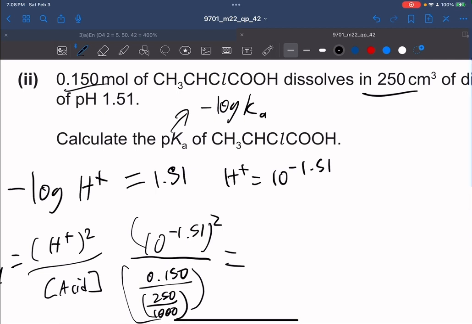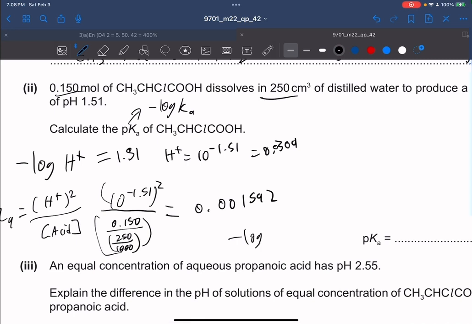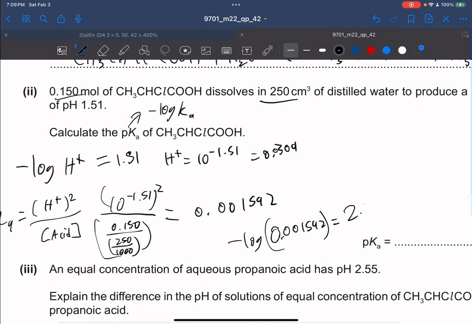Yeah, so log H plus is going to be 10 power negative 1.51. So that's going to be a very small value, 0.0309. We're going to square that value, and then we're going to divide it by 0.150 divided by 0.25. That's going to give us 0.001592. So pKa is just going to be minus log of that. So it's going to be minus log, minus log answer. It's going to be 2.798, which rounds off to 2.8.